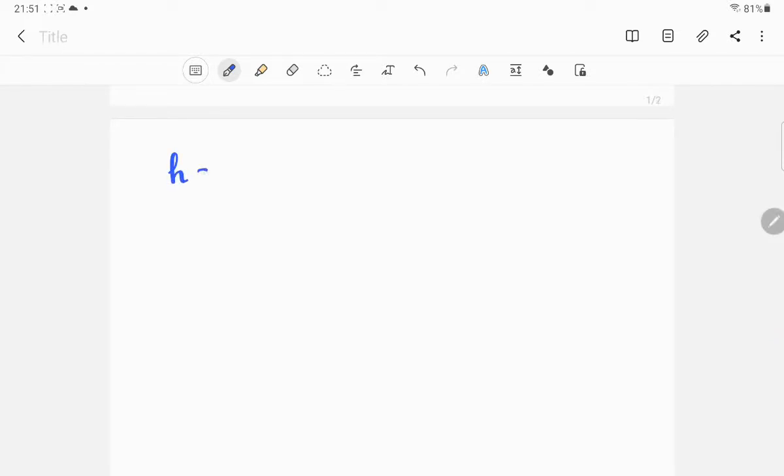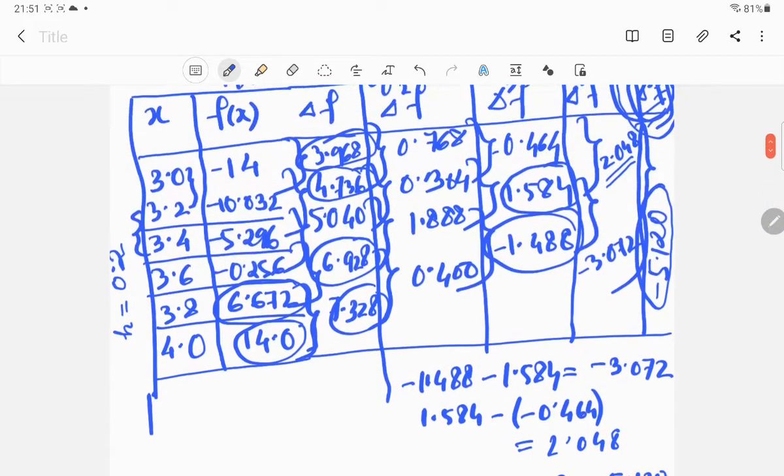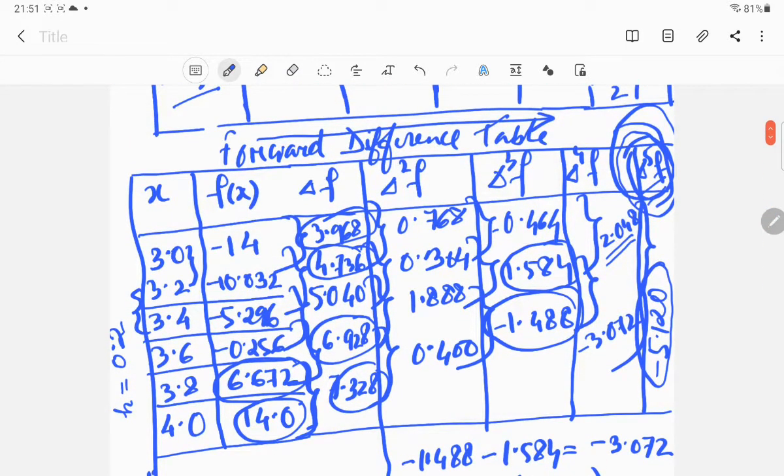So h is already equal to 0.2, and we have del f. For del f of first order, which one is the minimum one? Whenever you decide, you need to check the minimum value. So what is the minimum value here? You can see 7.328, 6.928, then this. So the minimum value is 3.968.